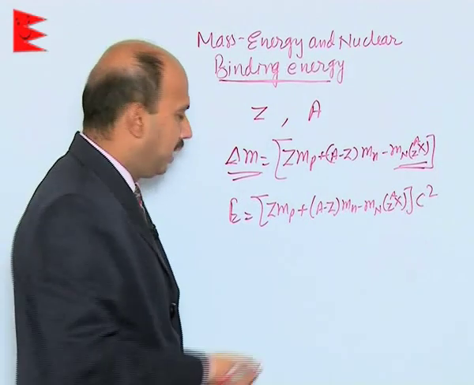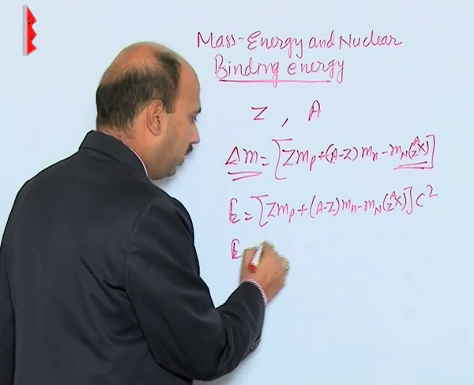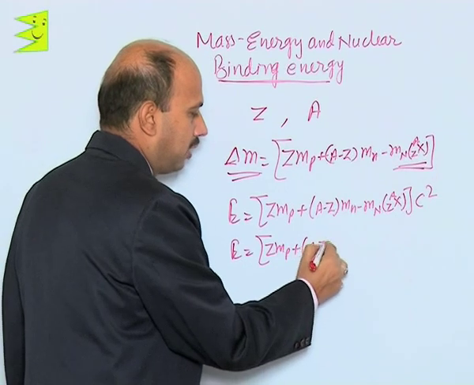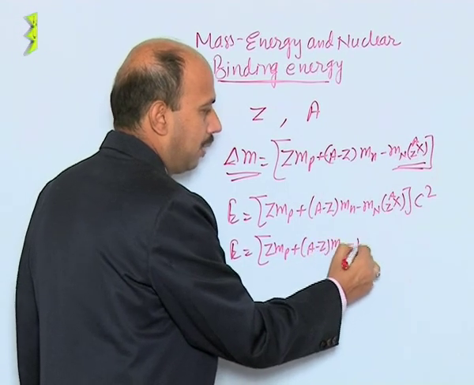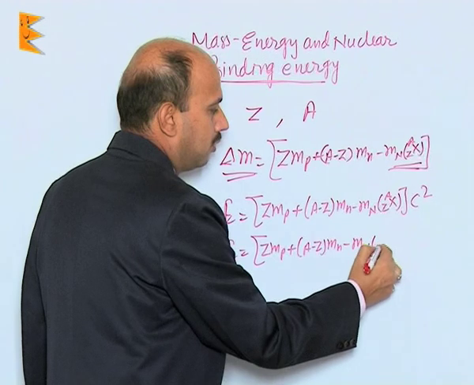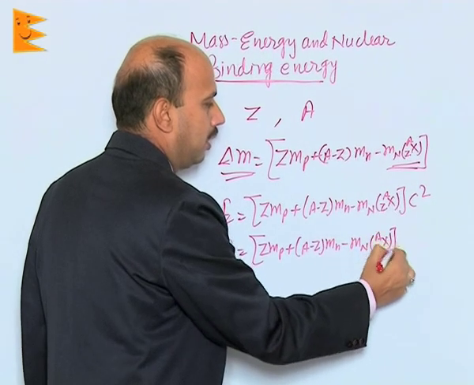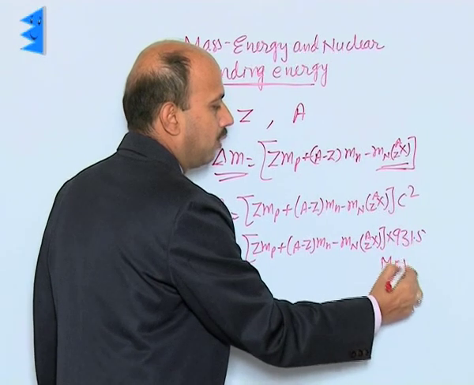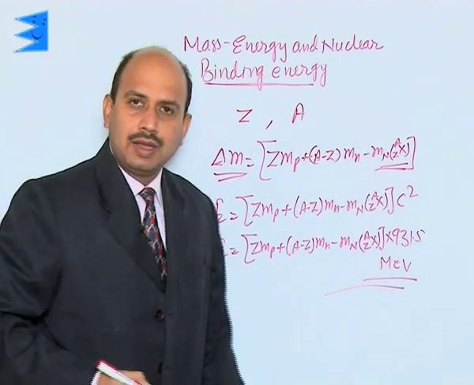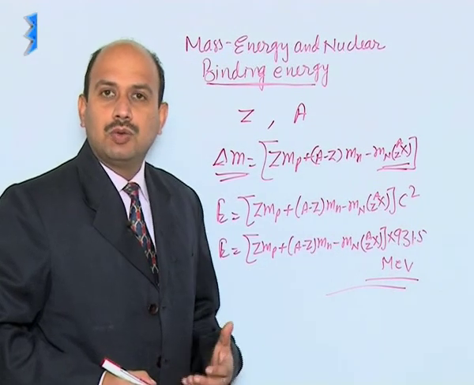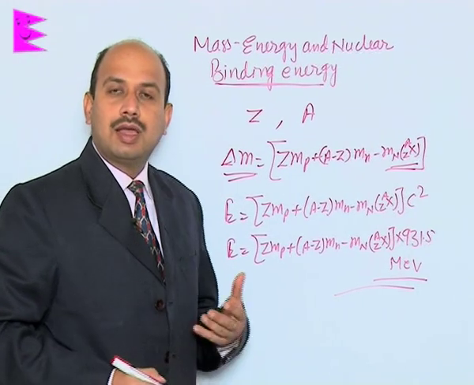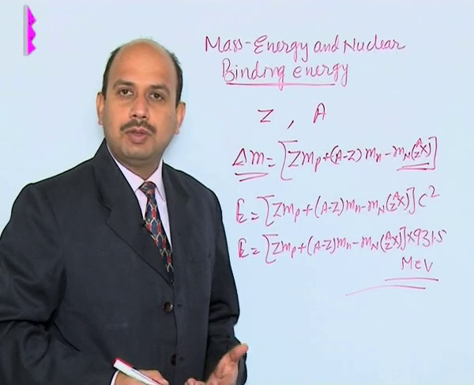But directly we can also calculate in electron volt. E is equal to (Z Mp plus (A minus Z) Mn minus the mass of the nucleus) into 931.5 mega electron volt. In this way we can calculate the energy released during nuclear reactions. So this is about the binding energy and calculation of energy during the formation of nuclei.